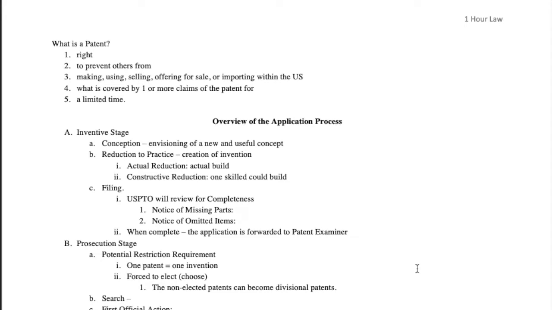The USPTO will review the application for completeness, and if there's a missing part, they would give you a notice of missing parts, which would be that you missed the requisite filing fee, a declaration of the inventors, or it was not filed in English, or they would send you a notice of omitted items if you forgot pages or you were missing drawings. And for both of these, you would get 2 months, and they're extendable time periods.